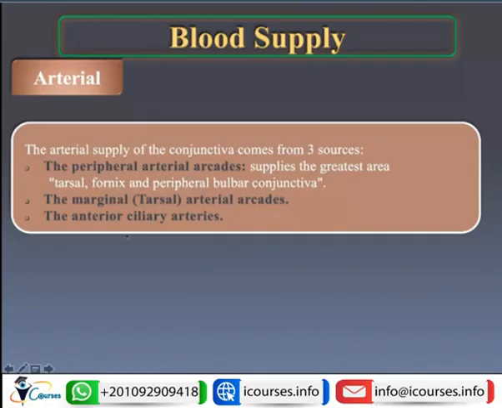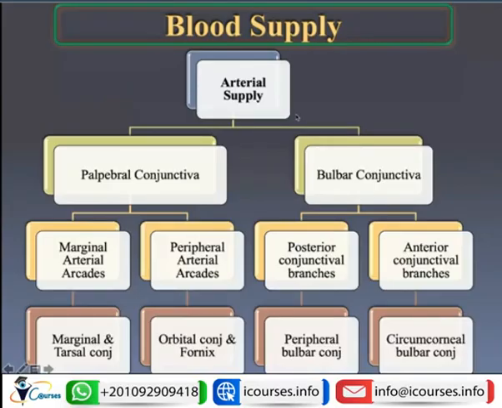But for the bulbar conjunctiva specifically, we have another blood supply, which is the anterior ciliary arteries. So these are the three main supplies of the conjunctiva, coming from the peripheral arterial arcade, the marginal arcade, and the anterior ciliary arteries. How do these share in the formation of the blood supply? This will be different according to the anatomical location of the conjunctiva. The palpebral conjunctiva is supplied mainly by the marginal arterial arcade in the upper and lower eyelids, supplying the marginal and tarsal conjunctiva, while the peripheral arterial arcade supplies the orbital conjunctiva and the fornix.